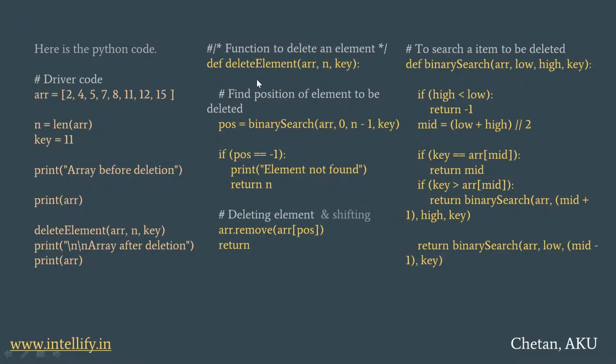Now we call a function, that is the delete element function, by passing parameters array and key. Now find the position of the element to be deleted. This is the variable which stores the index value of the element after it is searched by the method of binary search. So from here it goes to this function, and this whole logic works for searching the element index in the array.